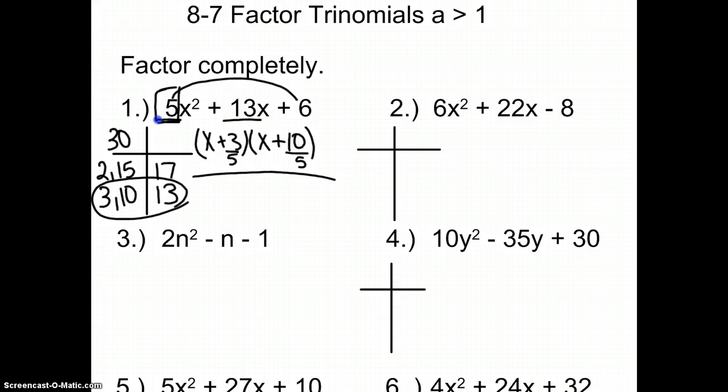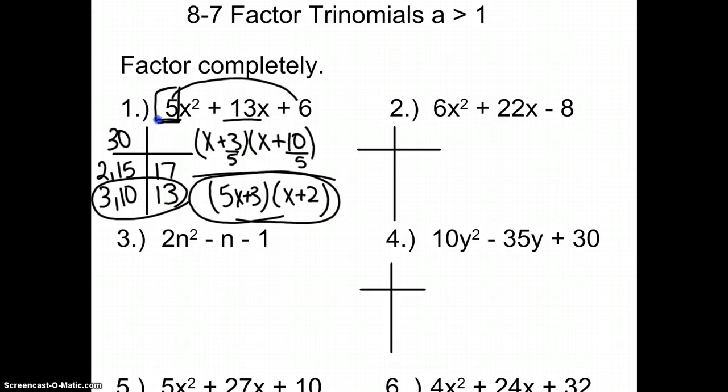And so 10 divided by 5 would give us 2, so x plus 2 is one of our factors. This first term we have a 3 over 5 and we don't want a fraction, so if we multiply it by 5, we have 5x plus 3 as our second factor.